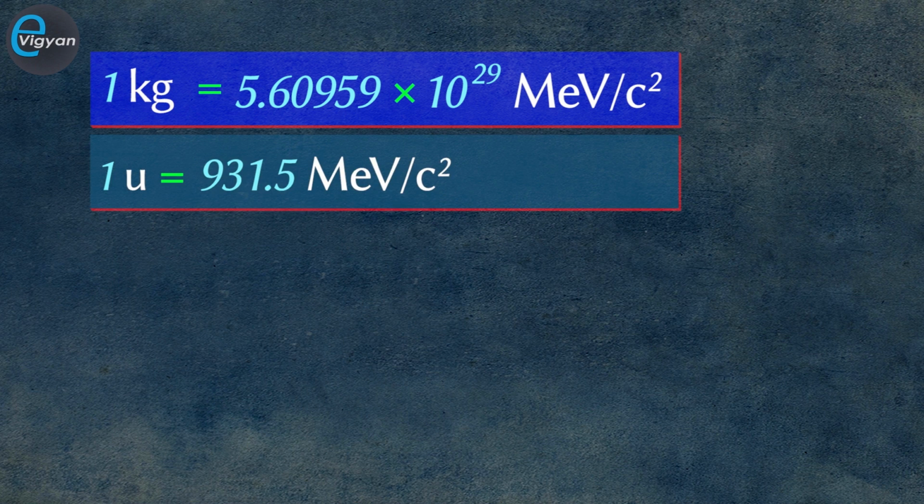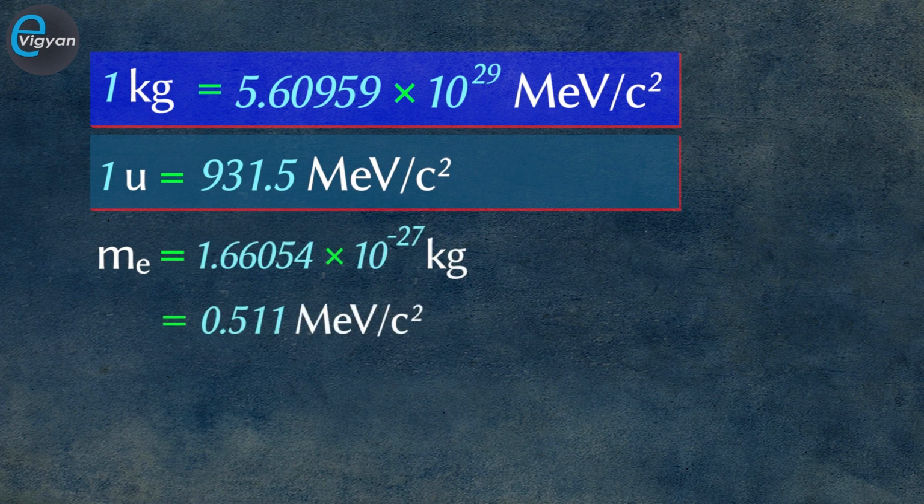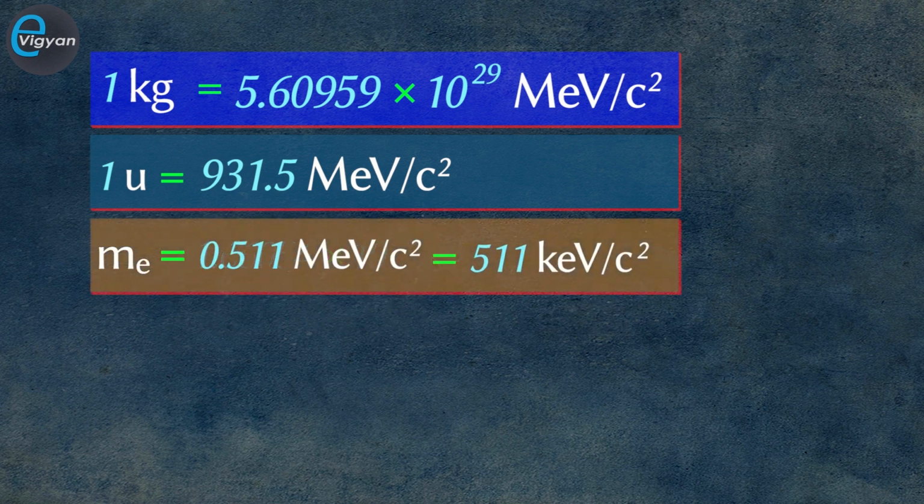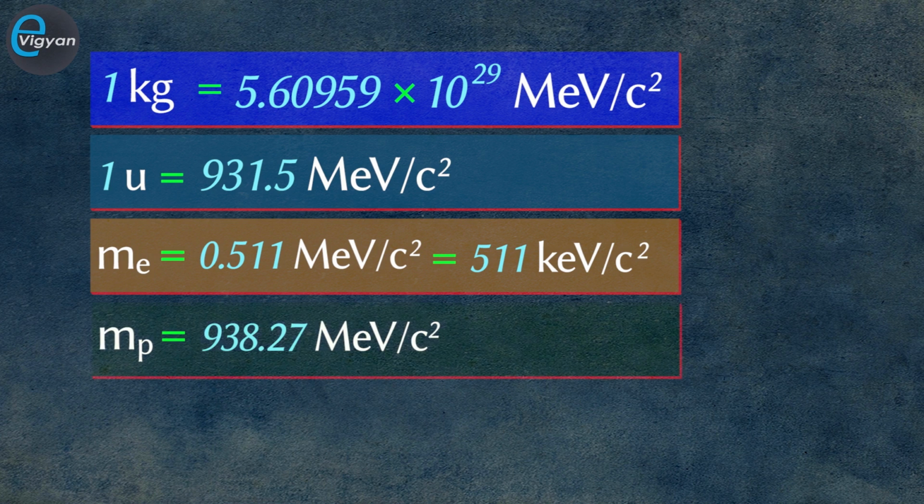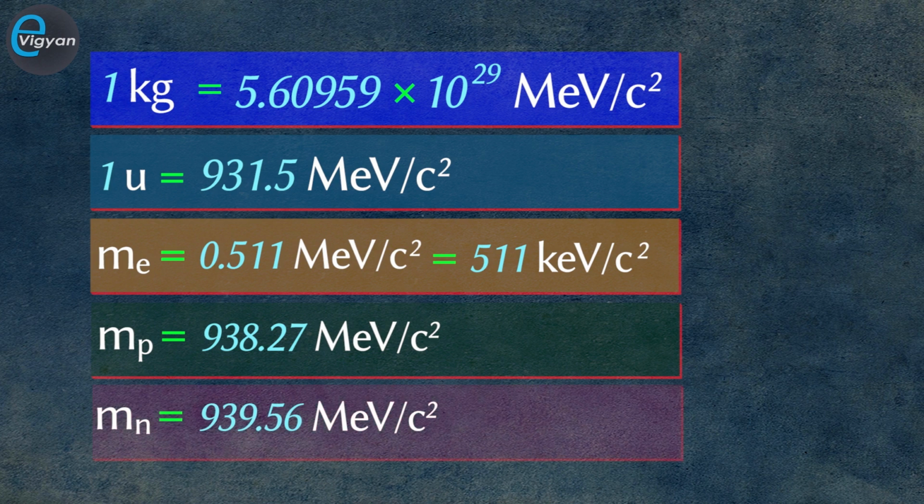Now if you calculate the mass of an electron in MeV per c squared, then Me equals 0.511 MeV per c squared, which can also be written as 511 keV per c squared. Here keV is kilo electron volt. And similarly, you can calculate the mass of proton and mass of neutron also. So the mass of proton in MeV per c squared is calculated as Mp equals 938.27 MeV per c squared, and the mass of neutron is calculated as Mn equals 939.56 MeV per c squared.